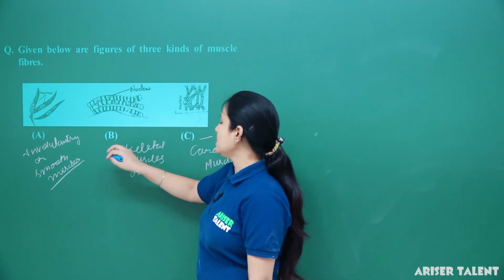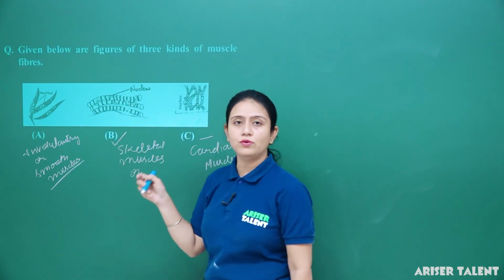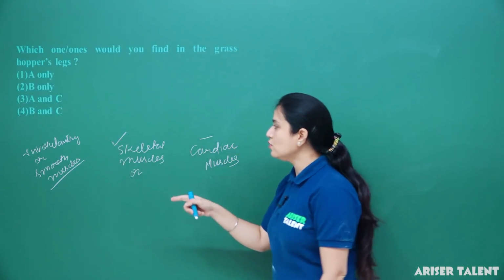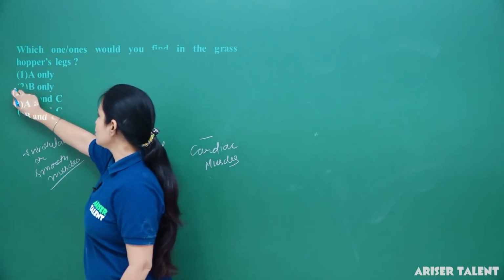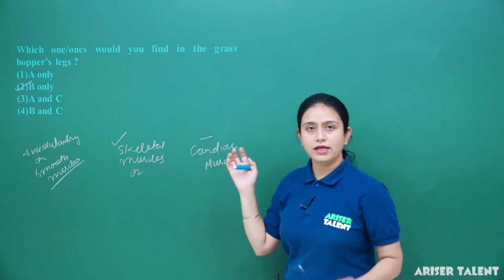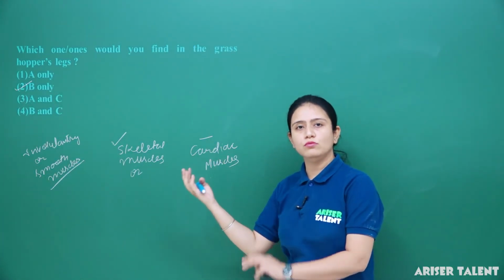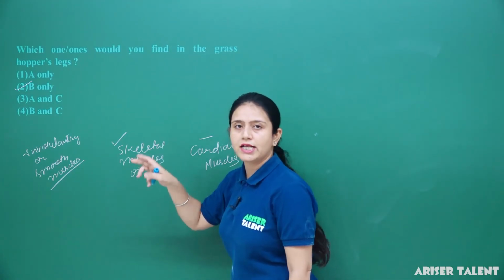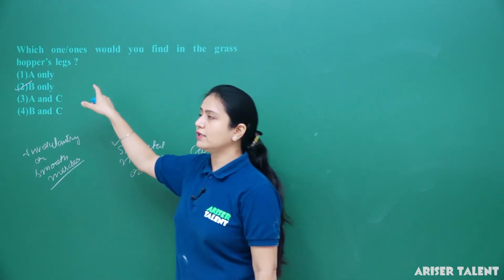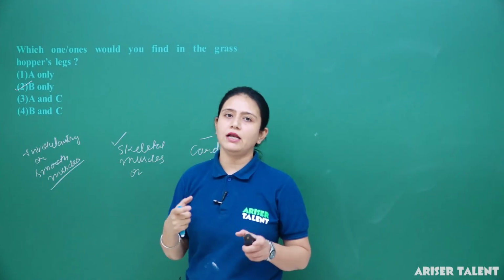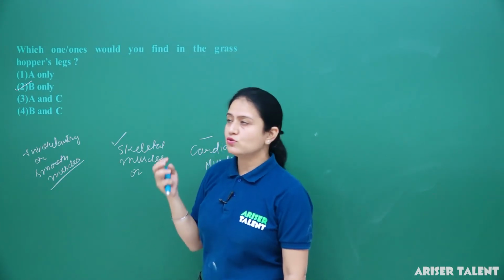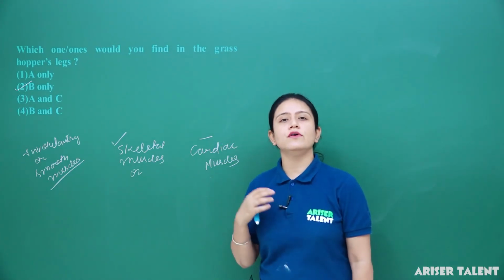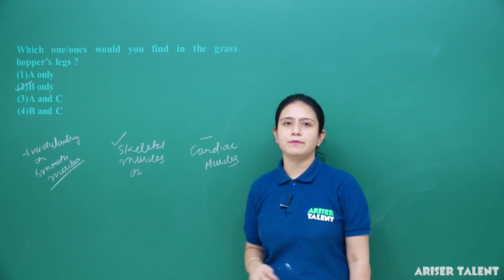So thus we can say that skeletal muscles are found in the leg of the grasshopper, option 2, because they help the bones to move. Skeletal muscles are attached to the bones of the leg of the grasshopper and help it to move. Clear? So these are the important questions of NTSE Stage 2 related to chapter Tissue.